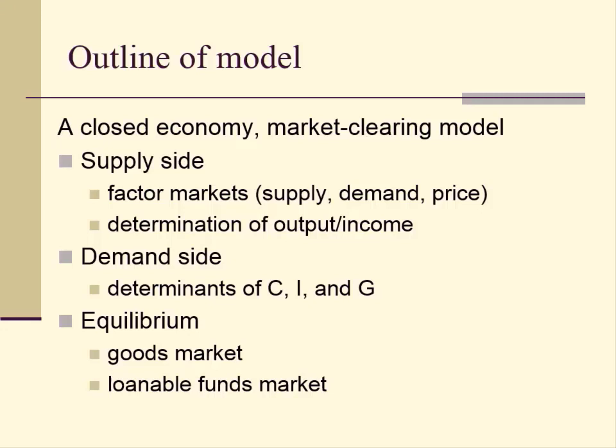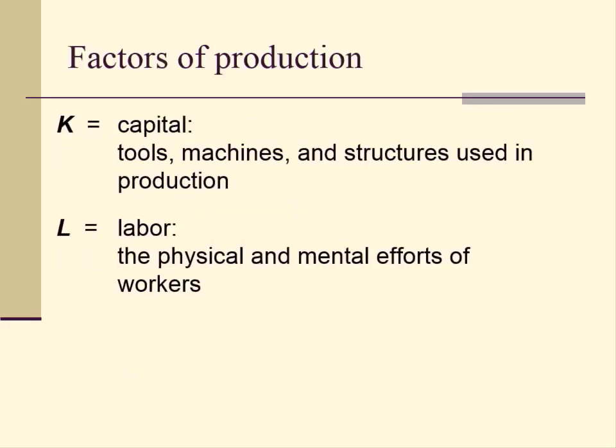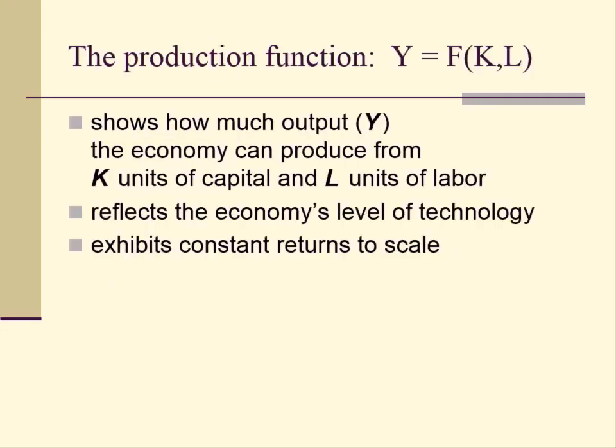It is useful for you to keep in mind the big picture as you learn the individual components of the model. Here we assume for simplicity there are two factors of production: capital, K, for example, tools, machines, and structures used in production, and labor, L, for example, the physical and mental efforts of workers. Our simple production function shows how much output Y the economy can produce from K units of capital and L units of labor, and it reflects the economy's level of technology and exhibits constant returns to scale.